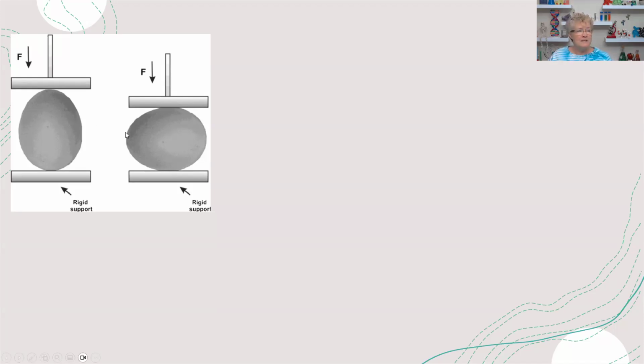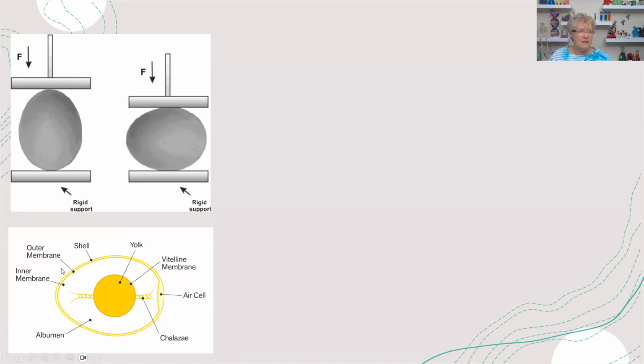We found when we did this static compression shell strength test that the brown eggs were stronger. The brown eggs were able to stand up to that compression more than the white eggs were. Another thing that I found is that this membrane right here on the outside of the yolk, called a vitelline membrane, is stronger than that of a white egg. So the brown egg has a stronger vitelline membrane.